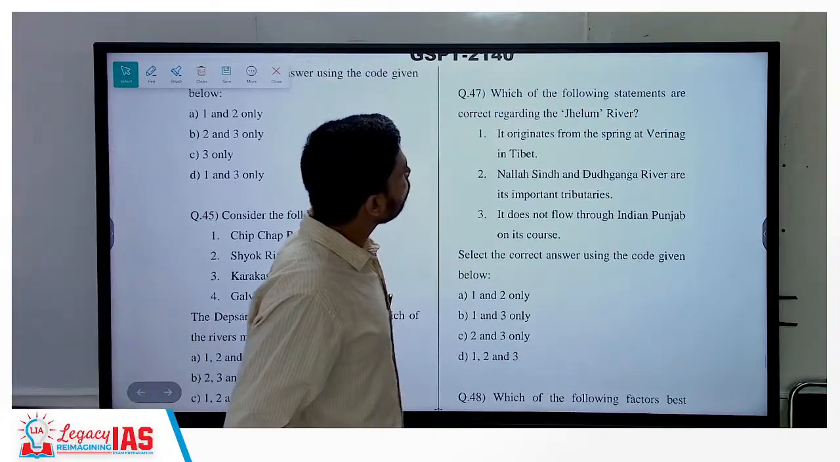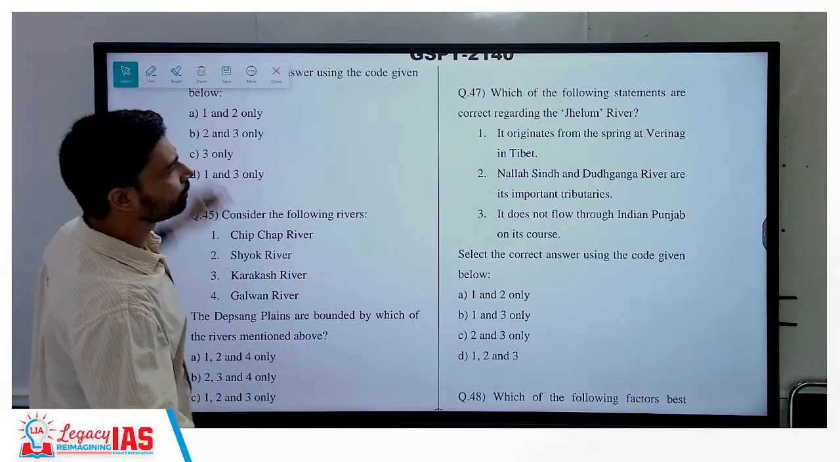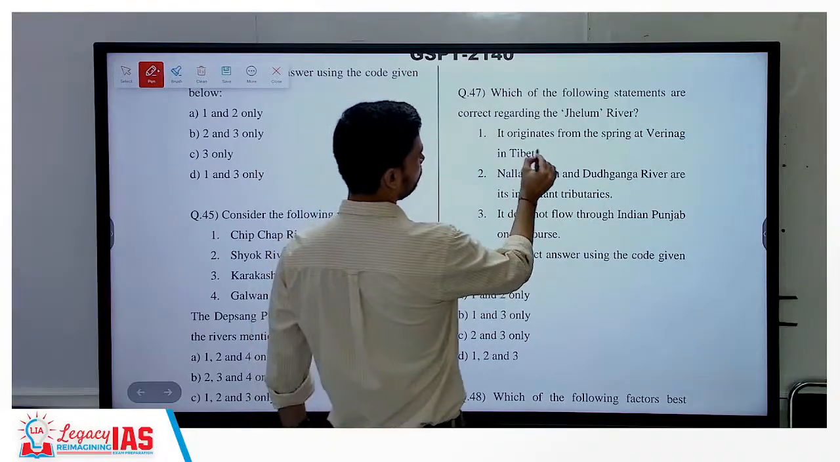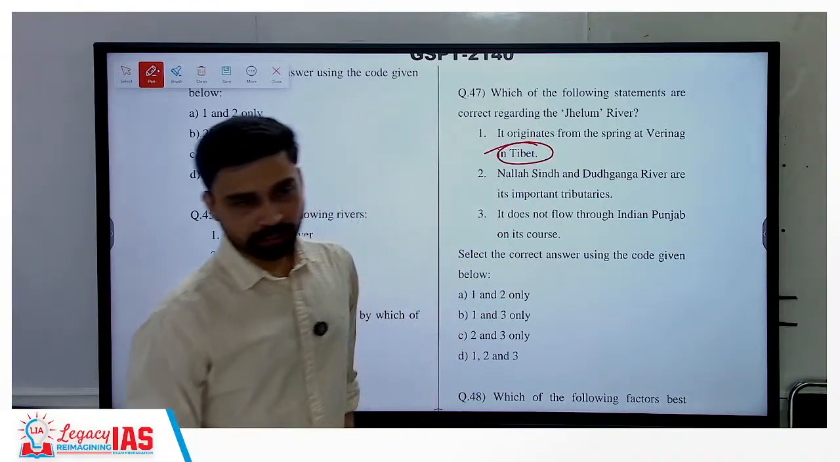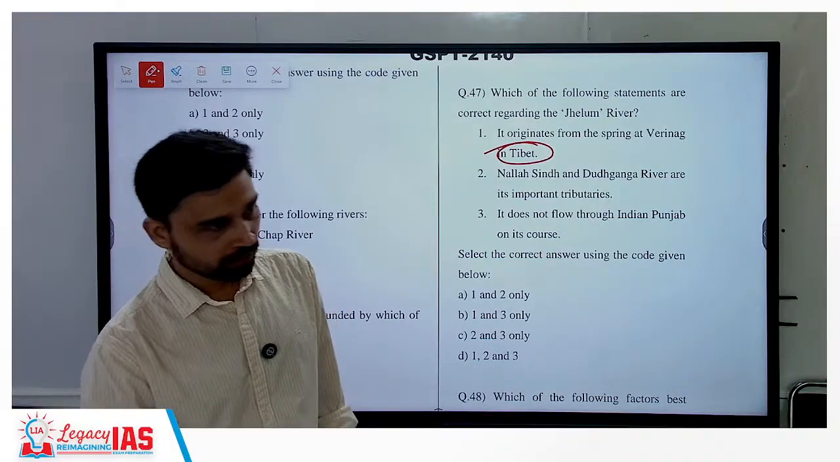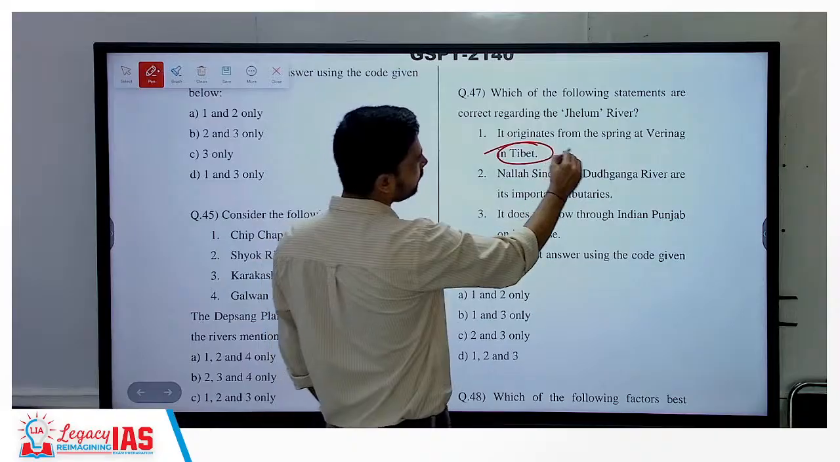47. Which of the following statements are correct regarding the Jhelum river? It originates from a spring at Verinag in Tibet. True or false? True. Where does the Jhelum originate? Kashmir. Verinag lake is not in Tibet, it is in Jammu and Kashmir. So, incorrect.